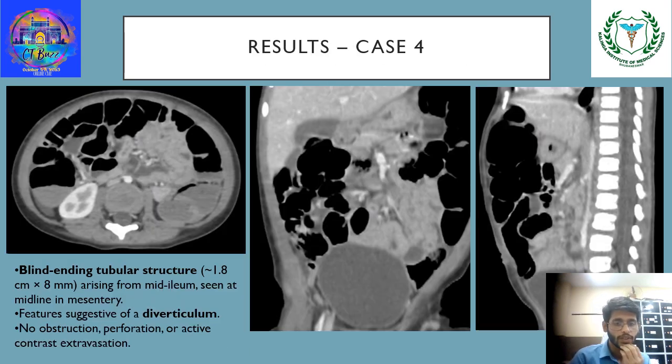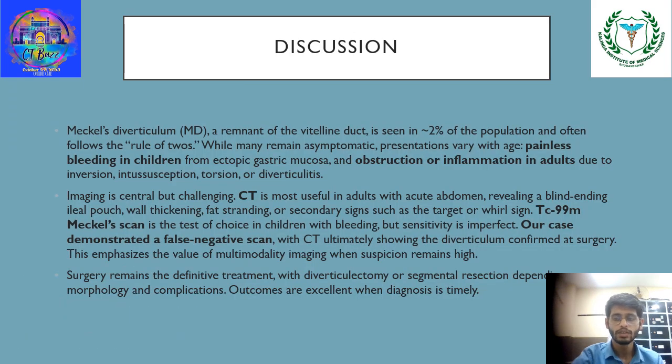So these are the images of this CT scan of the child. A blind ending tubular structure is arising from the mid ileum, seen at the midline in the mesentery. Features suggestive of diverticulum.